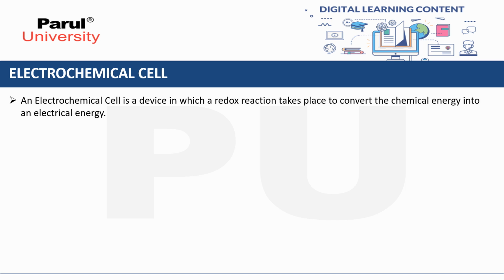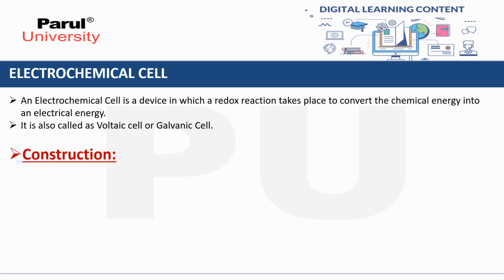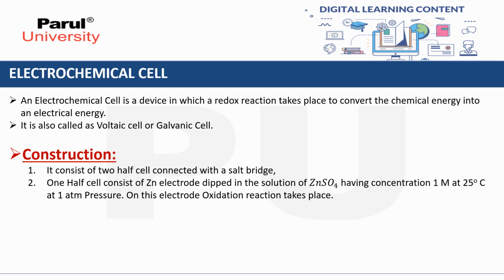Electrochemical cell. An electrochemical cell is a device in which a redox reaction takes place to convert chemical energy into electrical energy. It is also called a voltaic cell or galvanic cell. Let us see the construction of an electrochemical cell. It consists of two half cells connected with a salt bridge.